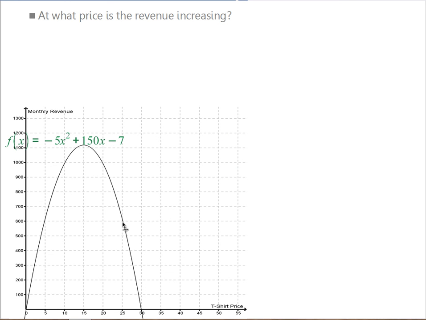Here's the graph of our equation. Notice that the x-axis is the t-shirt prices in dollars. The y-axis is the monthly revenue, so this is the amount that they can bring in. From 0 to 30, we want positive revenue, so nothing outside of the $0 to $30 range on the t-shirts is going to happen. And notice that our parabola on the y-axis goes from 0 to just above 1100.